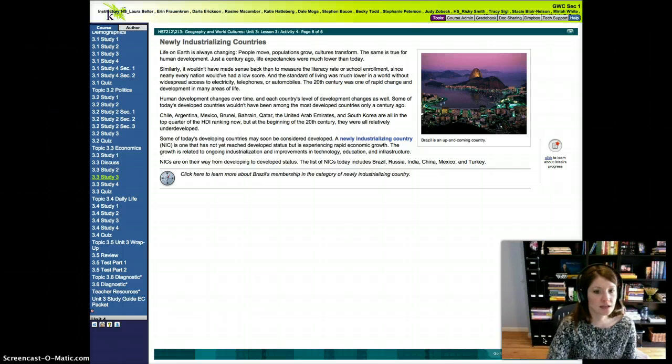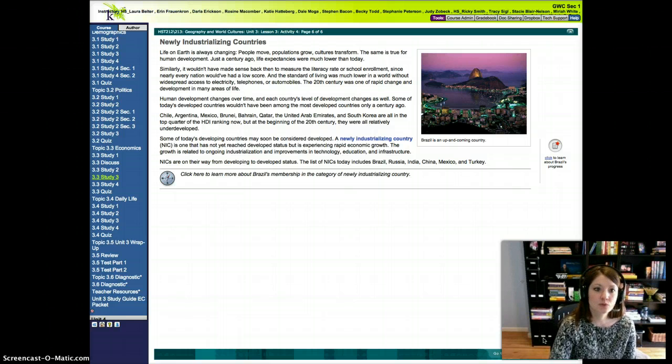And page 6. New industrializing countries. Life on Earth is always changing. People move, populations grow, and cultures transform. The same is true for human development. Just a century ago, life expectancies were much lower than they are today. Similarly, it wouldn't have made sense back then to measure the literacy rate or school enrollment, since nearly every nation would have had a low score. And the standard of living was much lower in a world without widespread access to electricity, telephones, or automobiles.